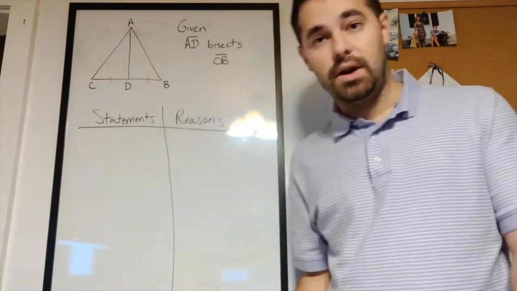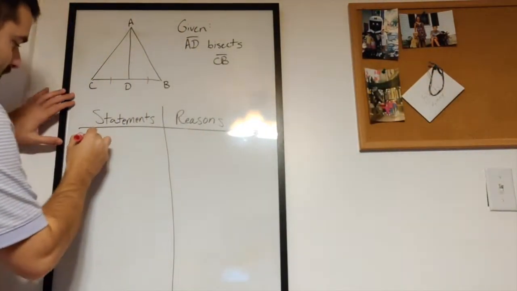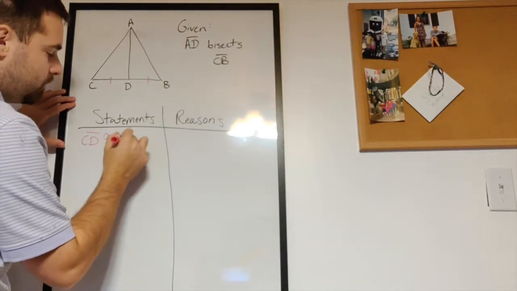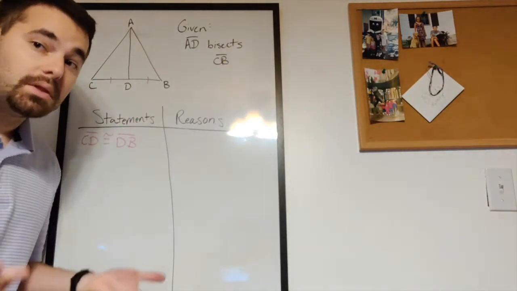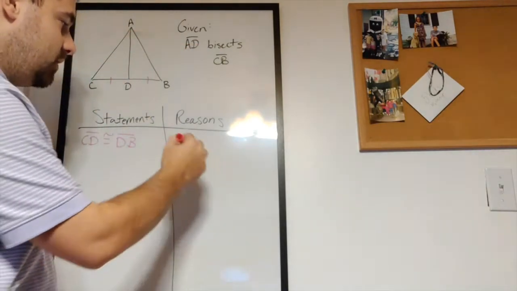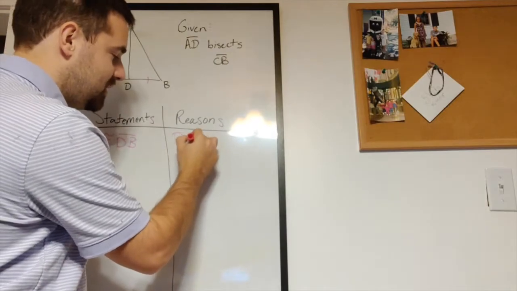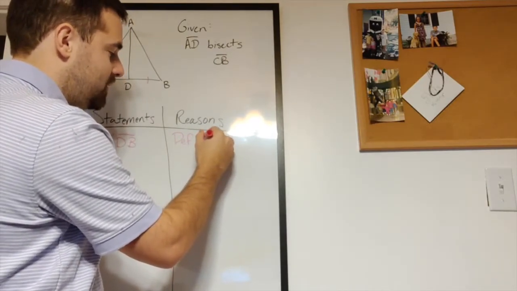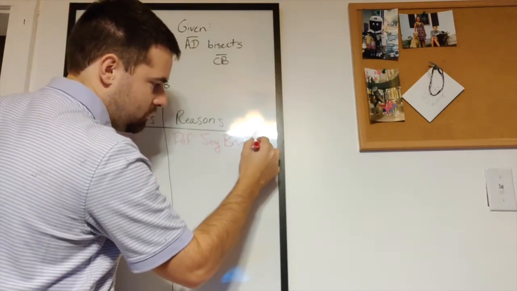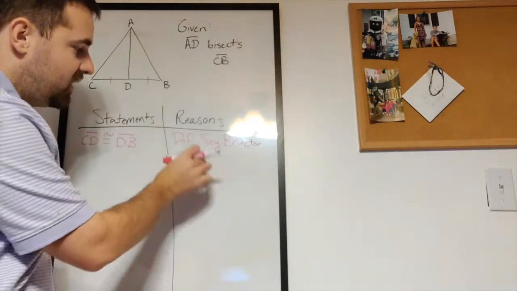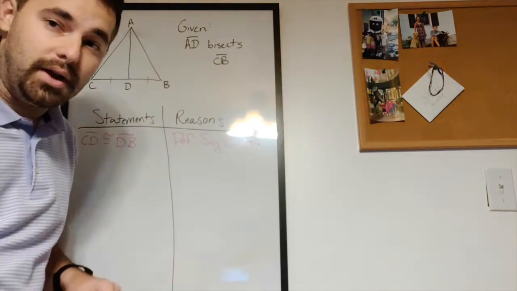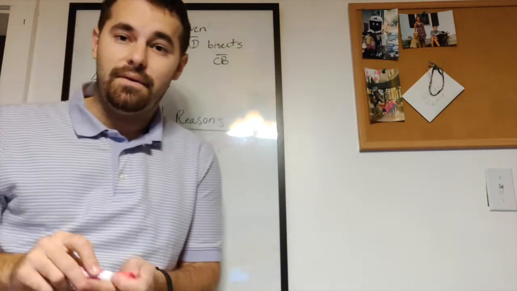When we know something, let's write it into our proof. CD is congruent to DB. Since every statement needs a reason, let's provide the reason. We are using the definition of a segment bisector. We defined a segment bisector as something that cuts in half. So what we write into our proof is definition, or DEF for short. DEF seg bisector is what I write in. That's one way you can shorten it and save yourself a little bit of work.